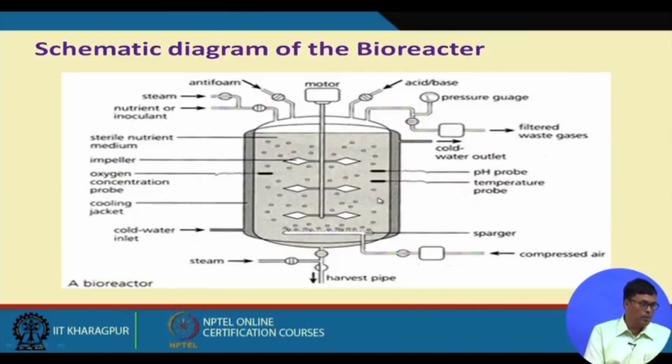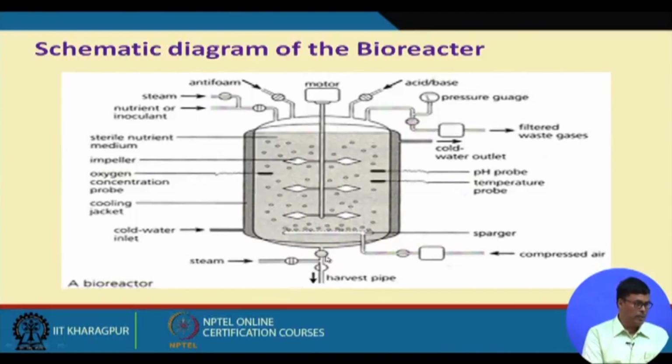And plus we have this, the sparger. This is where sterile air is required. Most of the biochemical industries are operated under aerobic conditions, and I mentioned that organisms take the oxygen that is dissolved in the liquid. So you have to sparge it. There is a sparger, and different types of spargers are there.